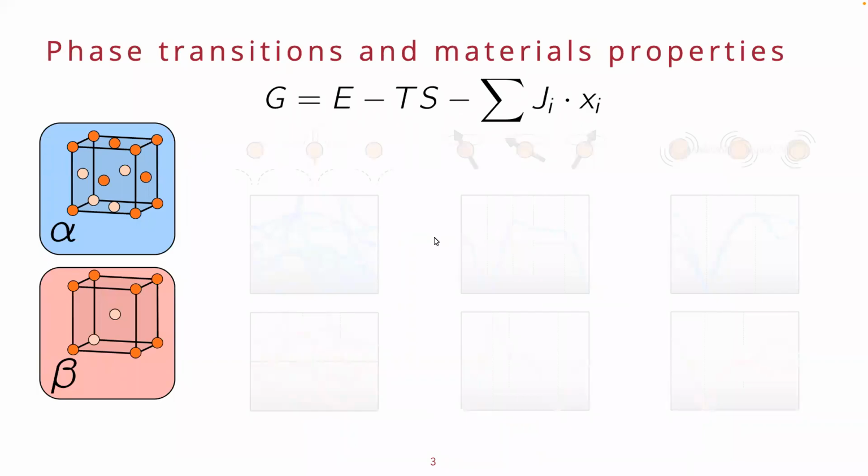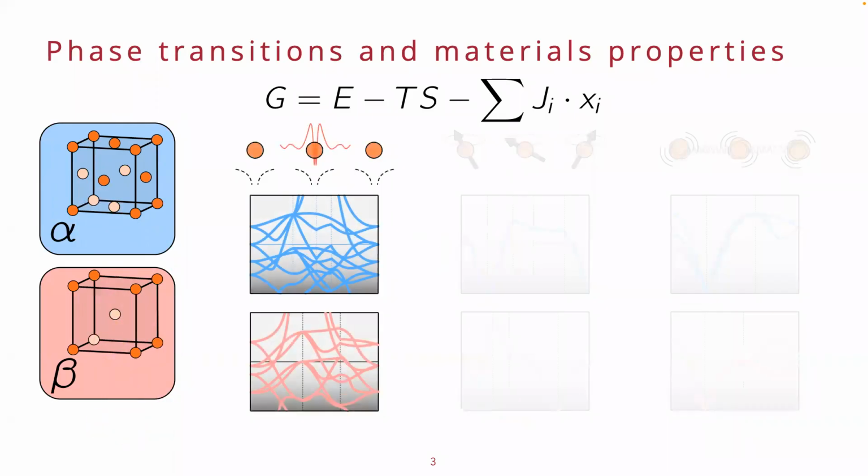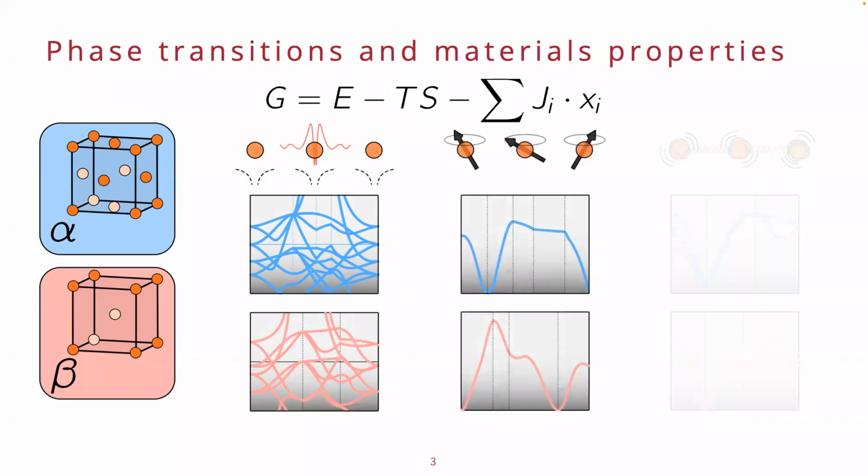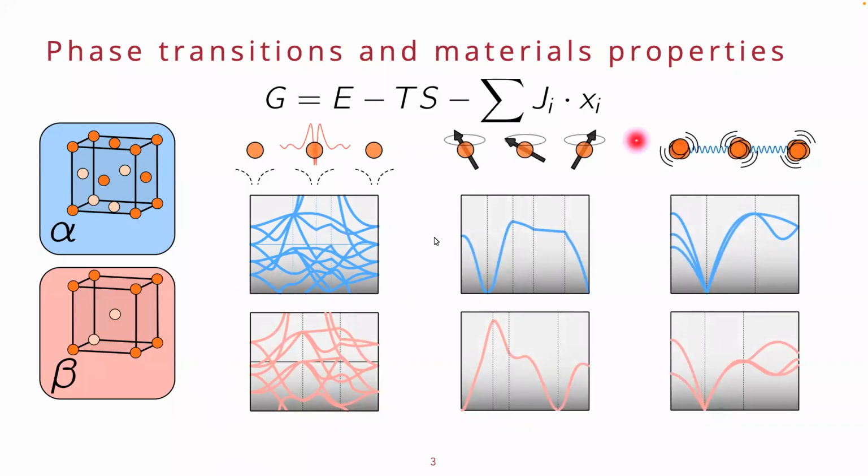What I mean is you can think about two competing phases, as you see your alpha, your FCC, and your beta phase, BCC, and you know that there are electrons in your system. If it's magnetic, you also know that there can be spins or magnons. And of course, at any finite temperature, you're going to have your lattice dynamics, or your phonons.